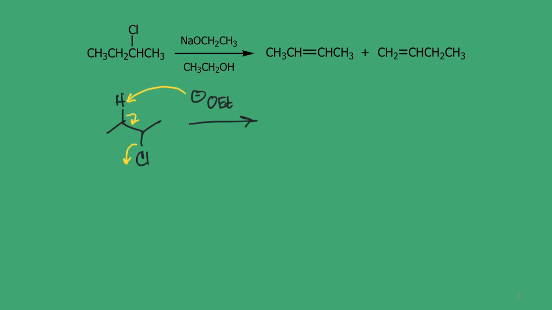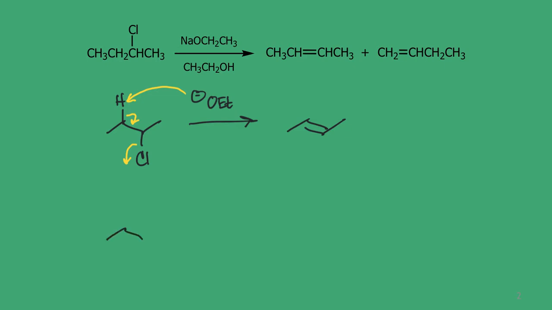And so that mechanistic pathway leads to the 2-butene product, and it would actually be a mixture of cis and trans, but primarily the trans. And again, we're going to look at that in more detail here in a little bit.